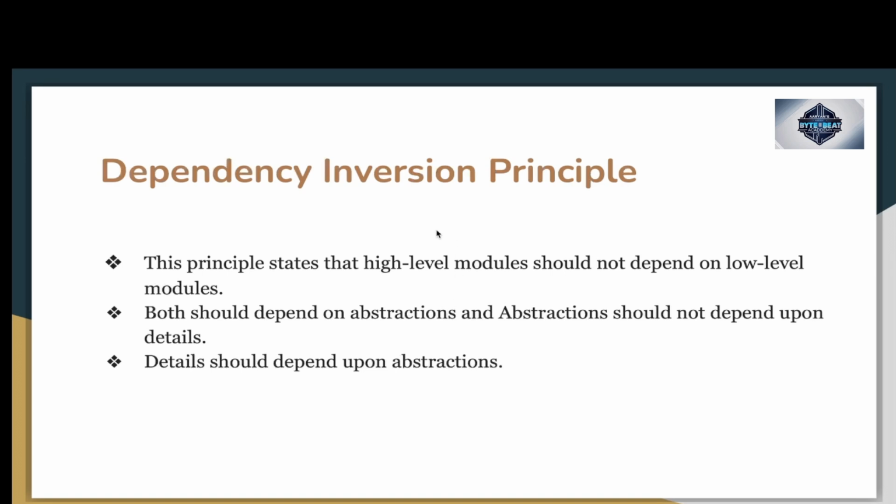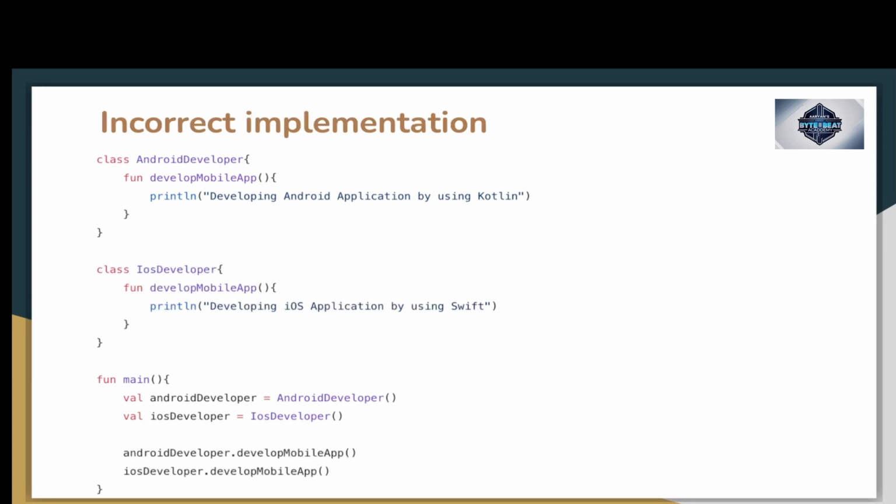So a high level module is the module that is using the other modules, and low level modules are the ones being used. Like in our program, the main function is a high level module. So details should not depend upon abstractions. Let's see this by an example. Here we have the incorrect implementation of dependency inversion.